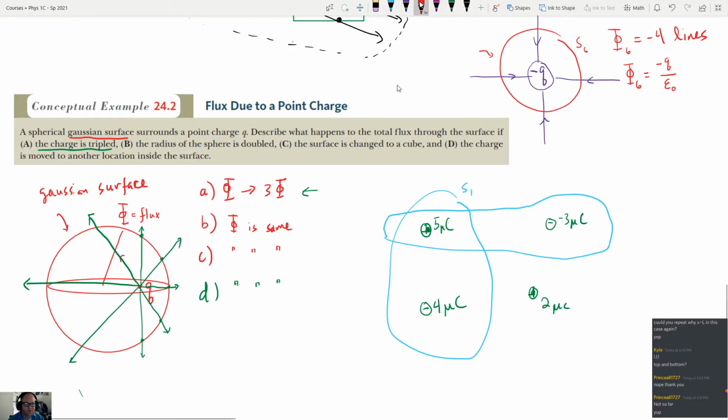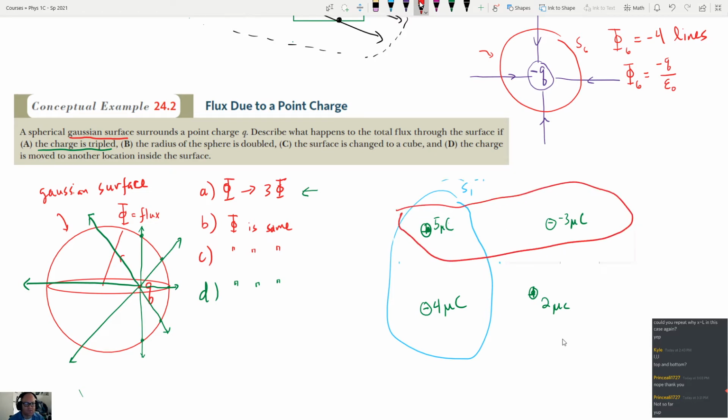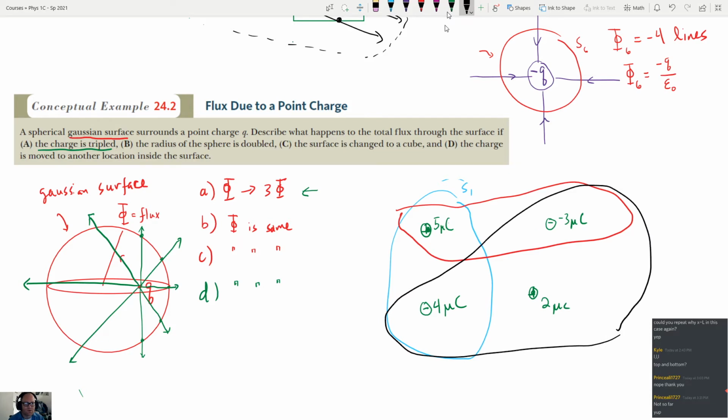Will that change if I... No, it won't. Let's draw that with red. Draw another surface like this. We'll draw a surface that goes around all of these. We'll call that good. So we'll call this one S2, and we'll call this one S1. No, S3, sorry. So, can you all tell me, what would the flux through surface 1 be?